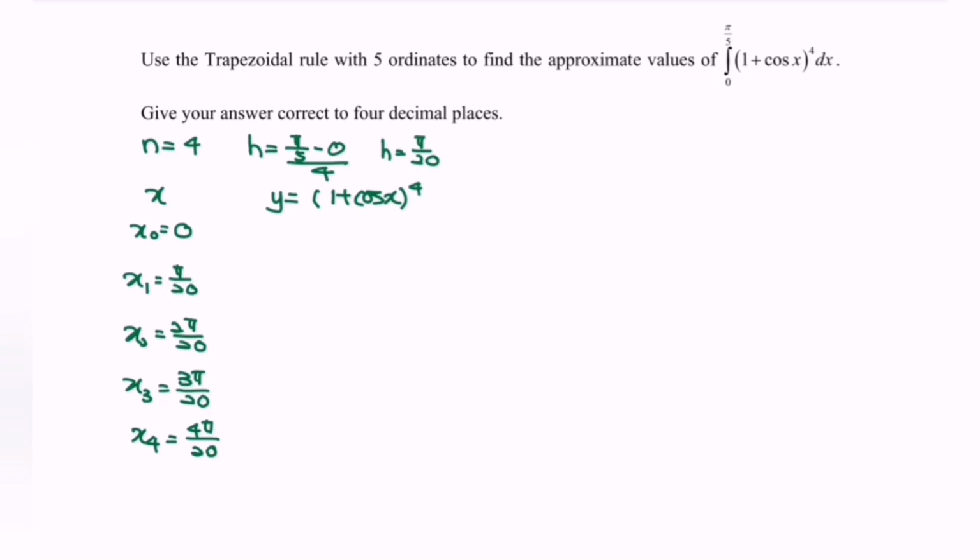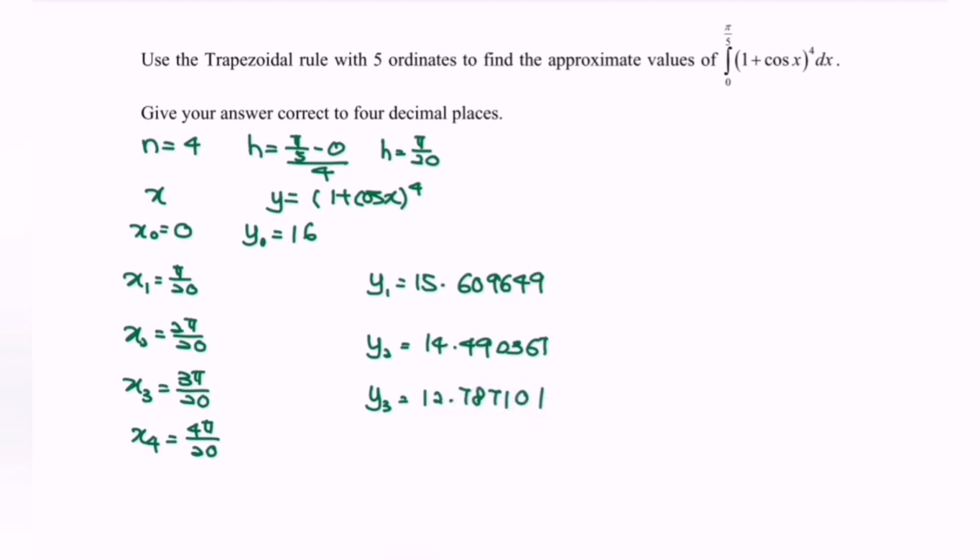Do remember to set the calculator in radian mode, because we are dealing with pi. If we substitute 0, we will have y0 equals 16, then y1 will be equal to 15.609649. y2 is equal to 14.490367. Followed by y3 equals 12.787101. Finally, y4 equals 10.709534.